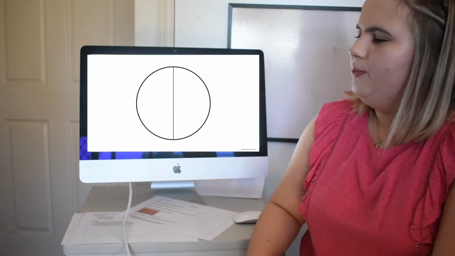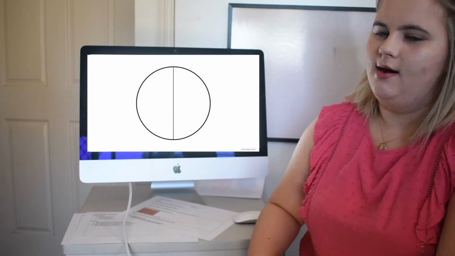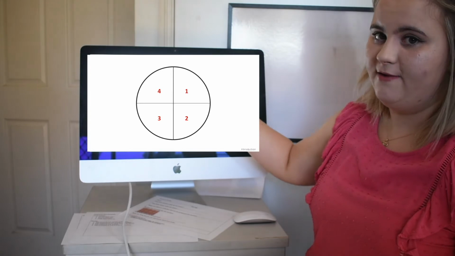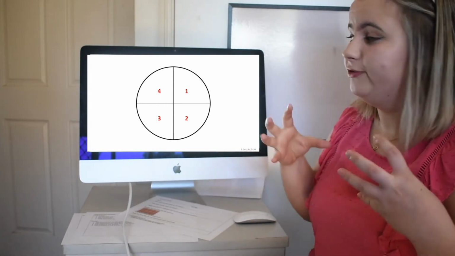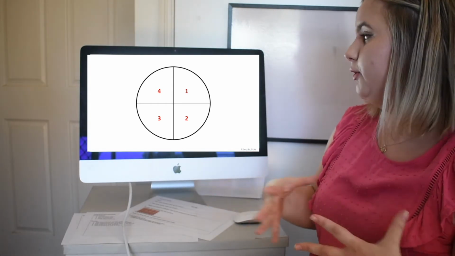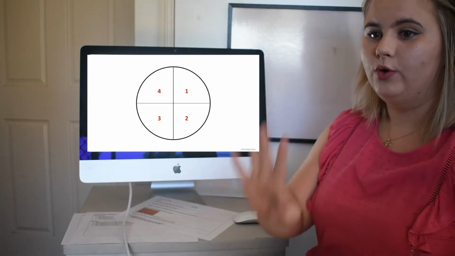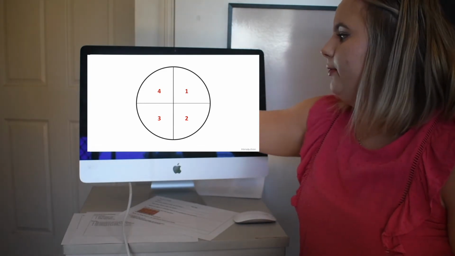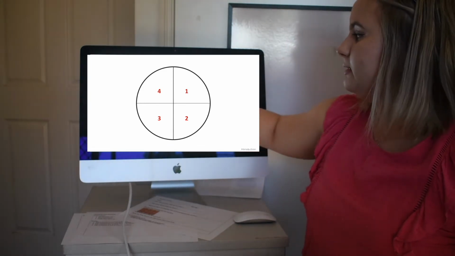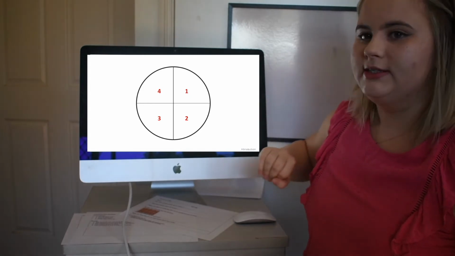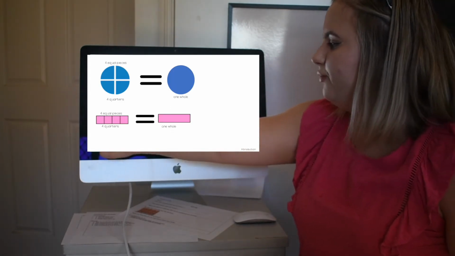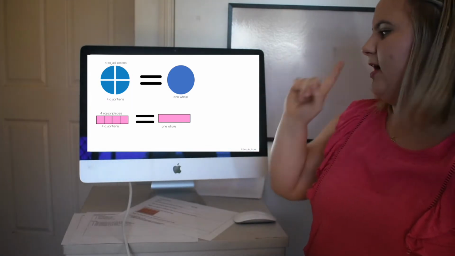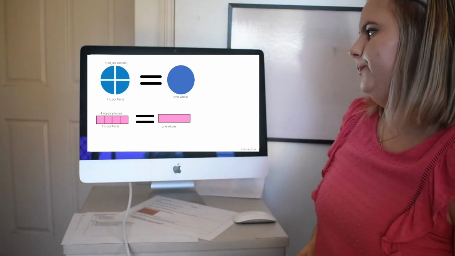So right now I've got half a circle on my screen. What would happen if I split that circle in half again? Well, look at that. We've got 1, 2, 3, 4 pieces in our circle. 4 equal parts, so that means we have 4 quarters. If we have 4 quarters, that means we have one whole. And the same for our rectangle. If we have 4 equal pieces in our rectangle, we have 4 quarters, which means we have one whole rectangle.